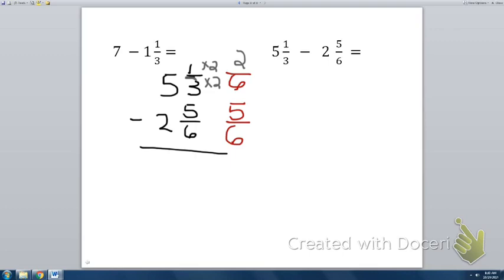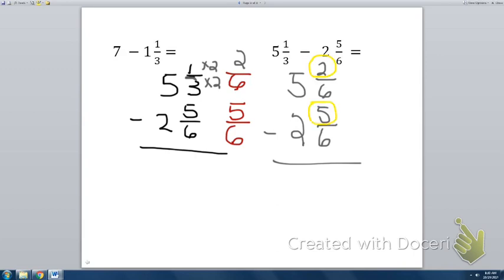Okay, so now the problem is, let's rewrite this. 5 2/6 minus 2 5/6. So while I have a common denominator of 6, the problem at this point is right here. I can't subtract 5 from 2. It's not big enough. So what we can do with fractions is look at the 5 and we can borrow from it. And what we're going to borrow is 1. So if I take 1 from 5, that becomes 4.